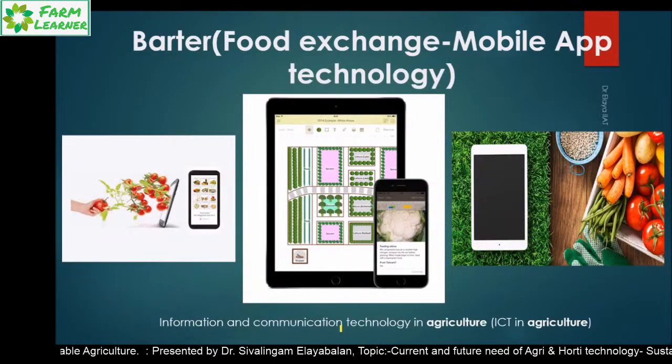And also the food exchanging. Yes. We are using enormous petrol and diesel for transporting our fruits and vegetables from one place to another place. This is where the intervention of ICT technology in agriculture comes in.